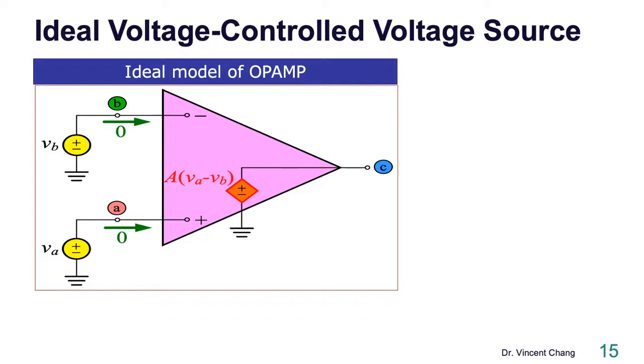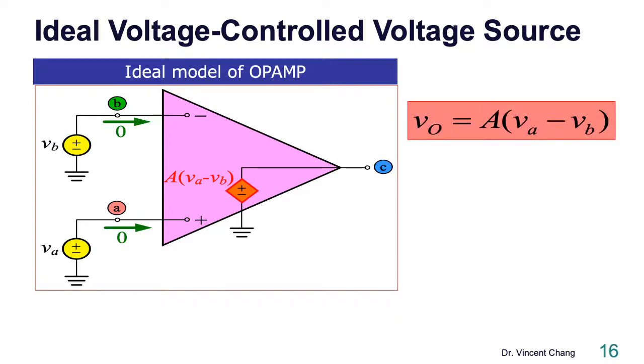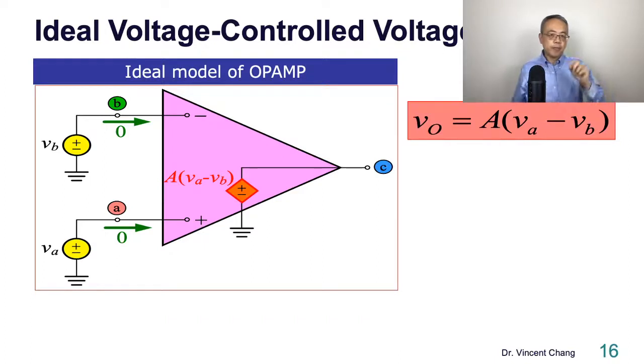So where's the controlling voltage? VA minus VB, the term within the parenthesis. All right? So the controlling voltage is the differential voltage between A and B. So the voltage control voltage source is the dependent source. Depending on what? Depending on the differential input. So you can write down this relation: VO equals A times the differential input, VA minus VB.